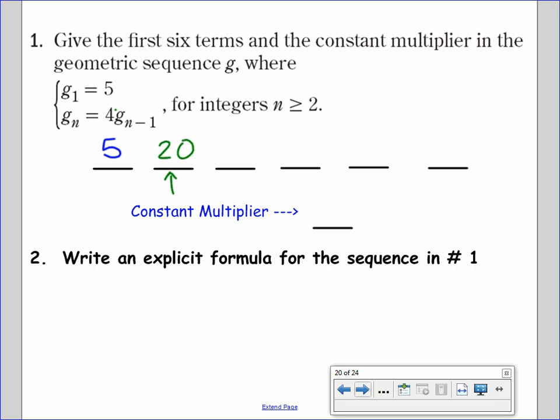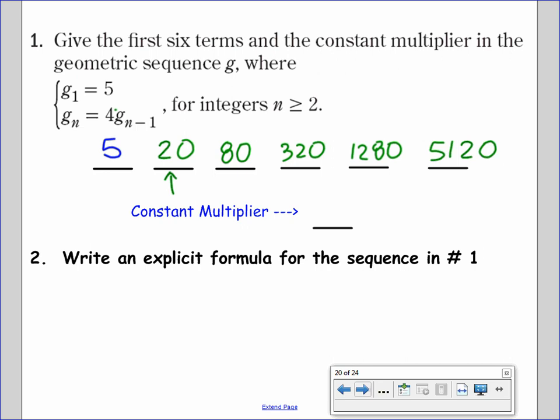So this would be 5 times 4 is 20. To get the next one, multiply by 4. That's my recursive pattern. So times 4 is 80. Times 4 is 320. Times 4 is 1280. Times 4 is 5,120. Awesome.